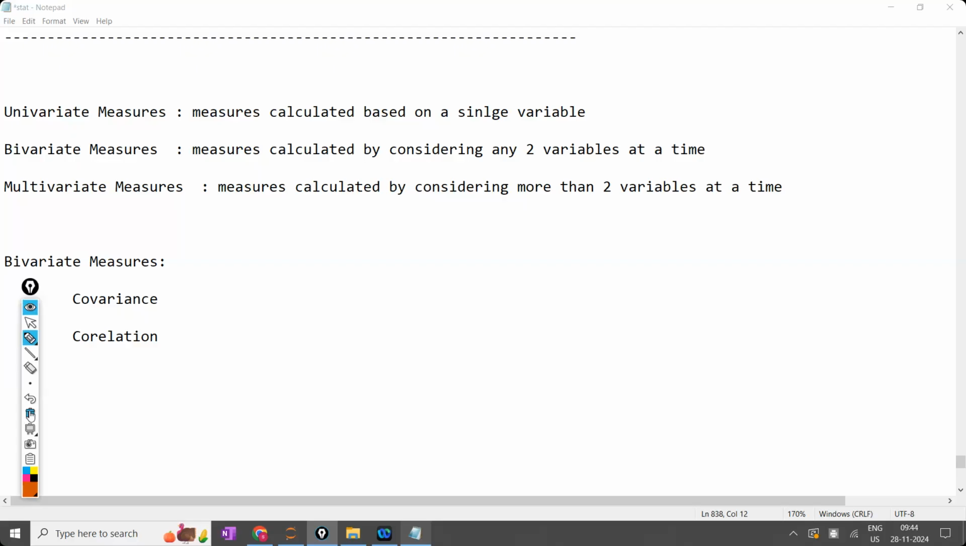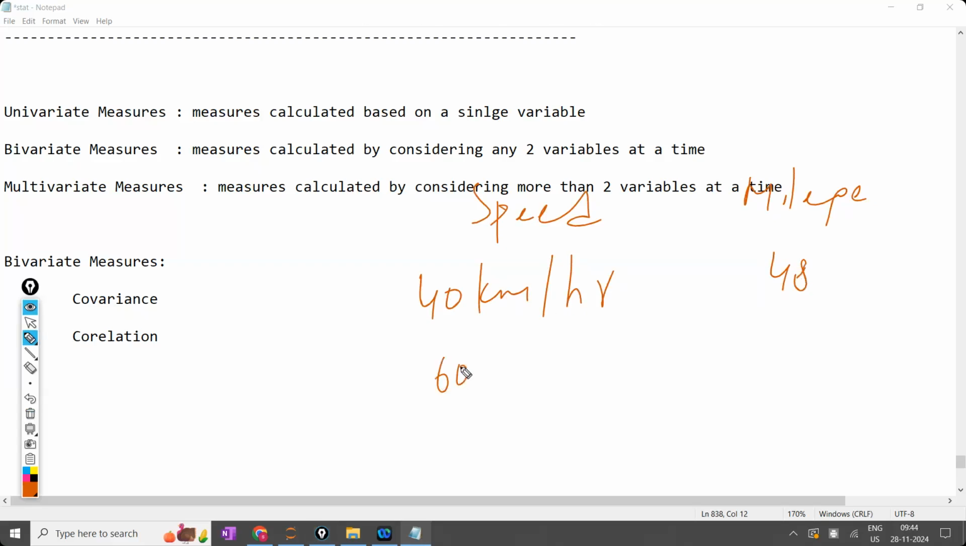Now from 100 to 110, or let us take a simple example: you are going at 40 kilometers per hour. 40 kilometers per hour is your bike speed. Based on this, you are going to get a mileage of around 48. Okay, 48 kilometers per liter you are getting, assume. Now, if you increase this to 60 kilometers, how much have you increased your speed? 20 kilometers you have increased the speed. Now, how much will the mileage drop?